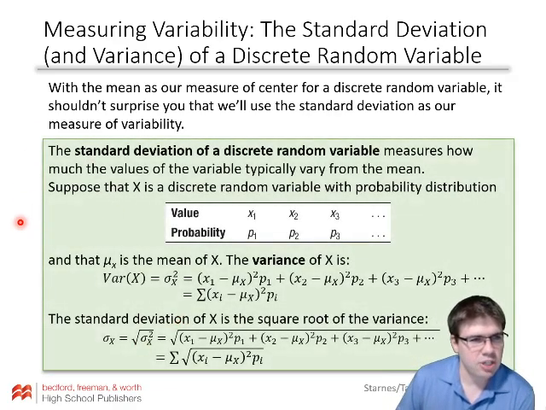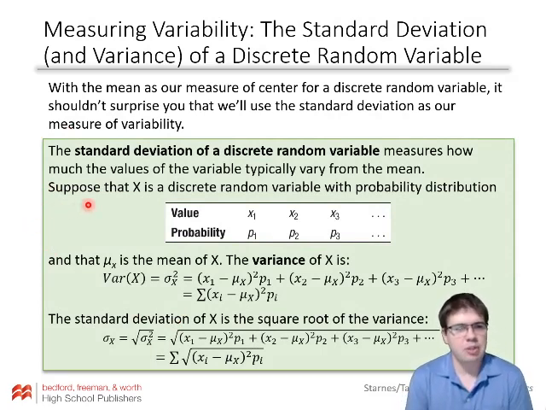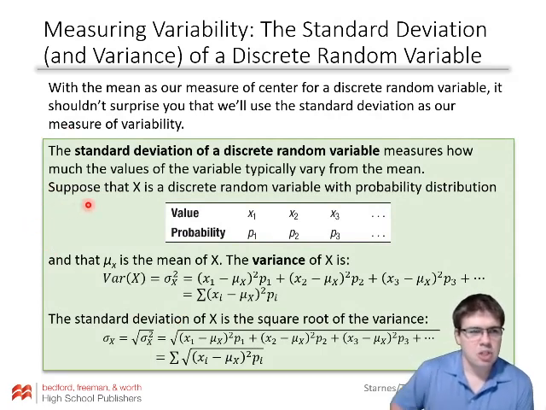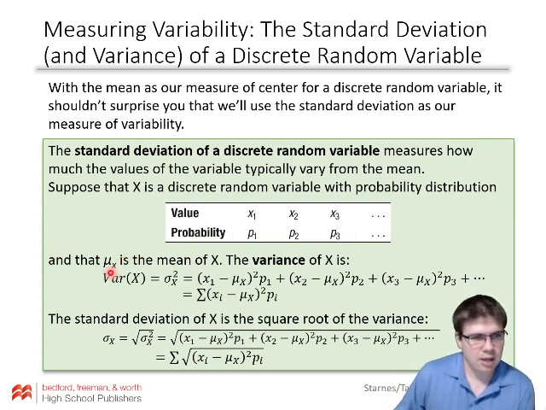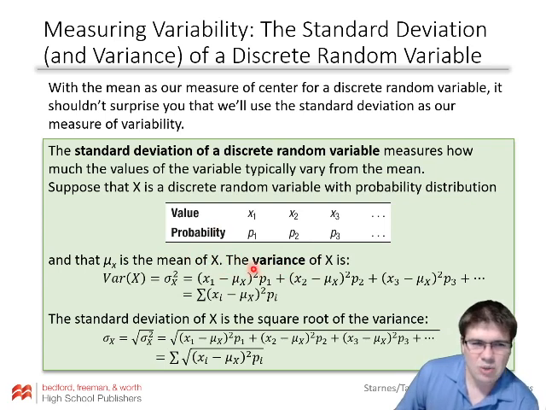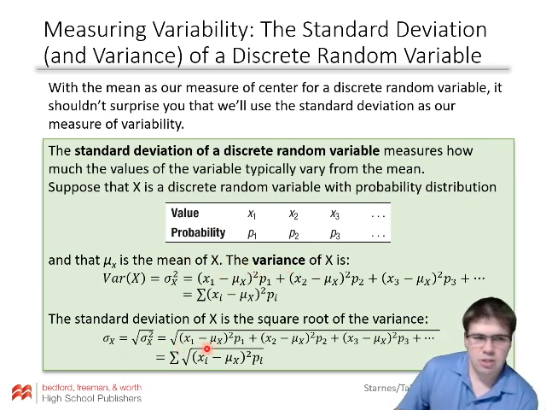The standard deviation of a discrete random variable measures how much the values of the variable typically vary from the mean. Suppose that x is a discrete random variable with this probability distribution. So we've got, again, those possible outcomes. These are numbers, and then the probabilities of each, which should sum up to 1. And mu sub x is the mean of x, that random variable. So we have the variance, and then, of course, for the standard deviation, we're just going to take the square root.